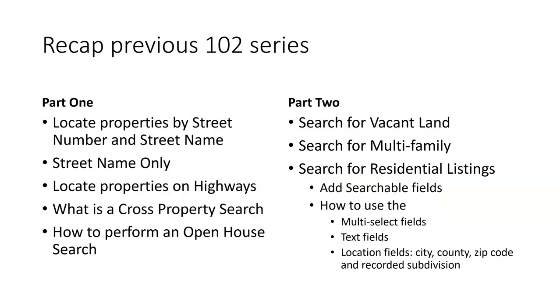In the Matrix 102 training series, Part 1 included instruction on how to locate listings by street name, as well as highway names. Demonstration is given on why and when to use a cross-property search, and how to perform open house searches in Matrix. In Part 2, you learn how to search for vacant land, multifamily, and residential listings. This video also included how to add searchable data fields, as well as how to search by multi-select fields and text fields, and how to use the location fields like city, county, zip code, and recorded subdivision names.